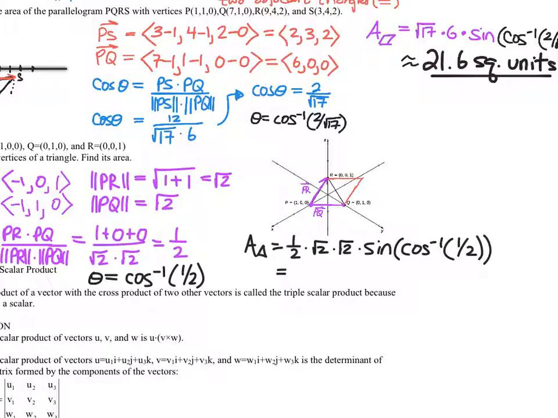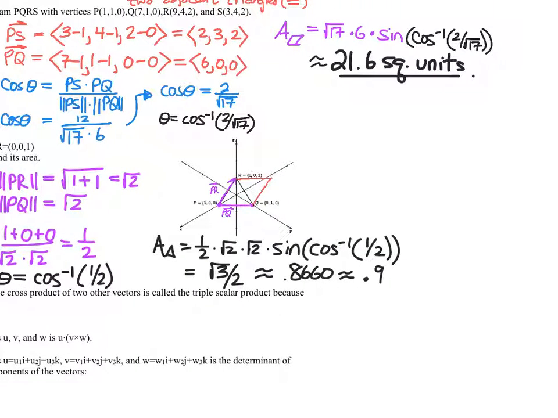Inverse cosine of 1/2 is pi over 3, or 60 degrees. Sine of pi over 3, or 60 degrees, would be radical 3 over 2, which is approximately 0.8660, which is even more approximately like 0.9. I mean, if you really want to approximate it, you'd say 1, but in square units.